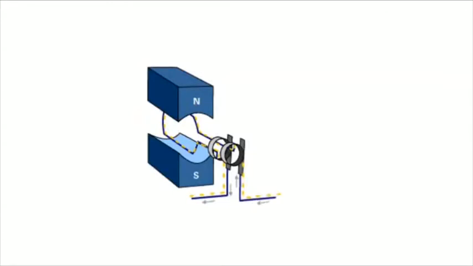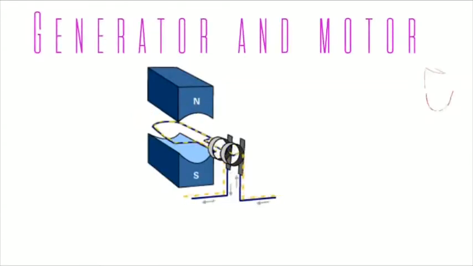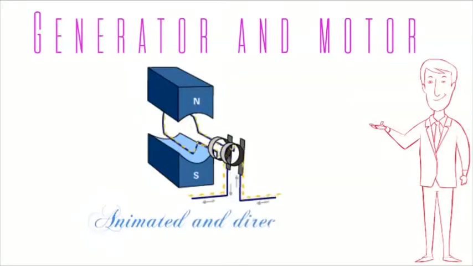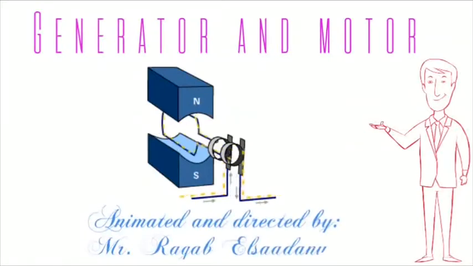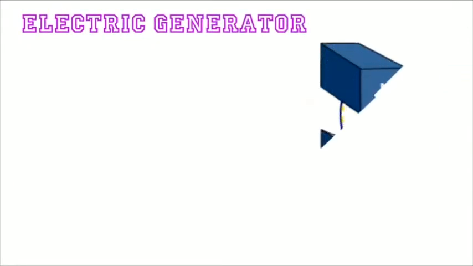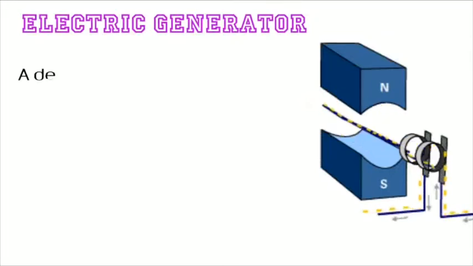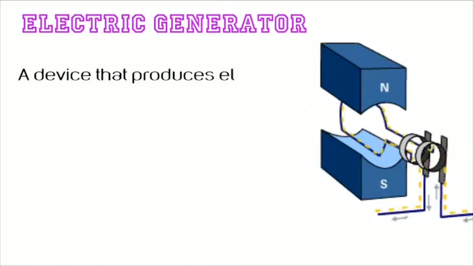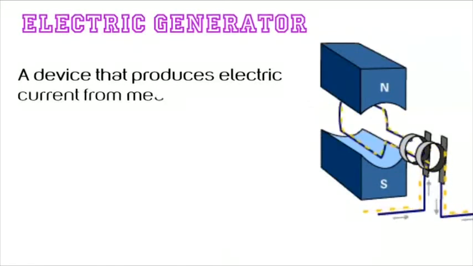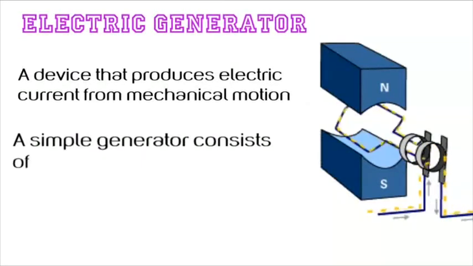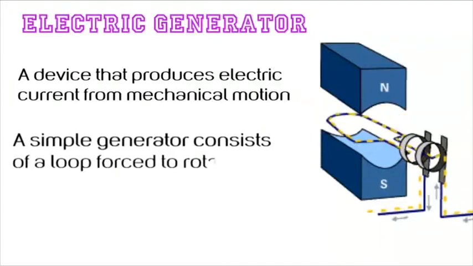Today we will speak about generators and motors. The definition of an electric generator is a device that produces electric current from mechanical motion. A simple generator consists of a loop forced to rotate in a fixed magnetic field.